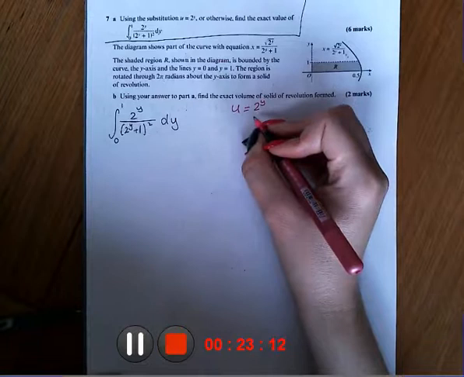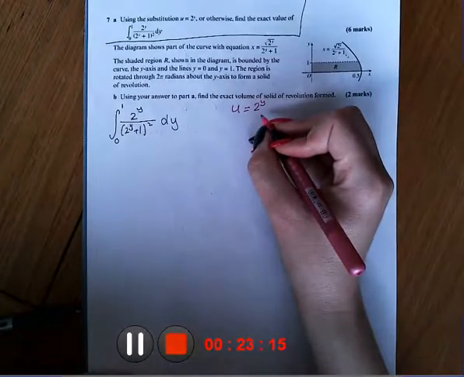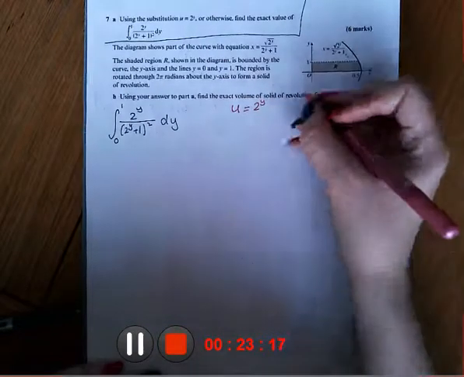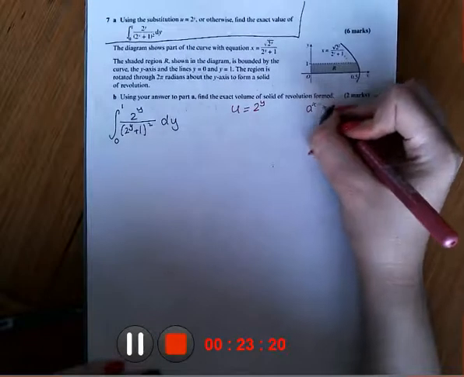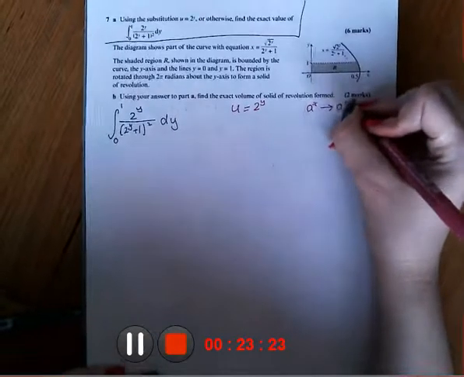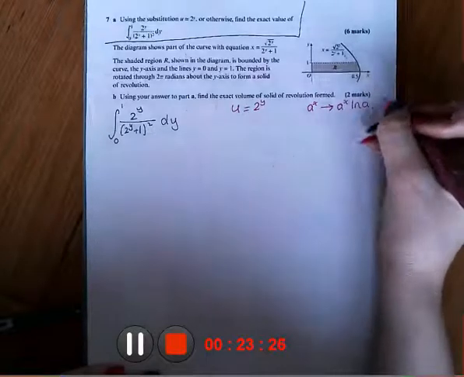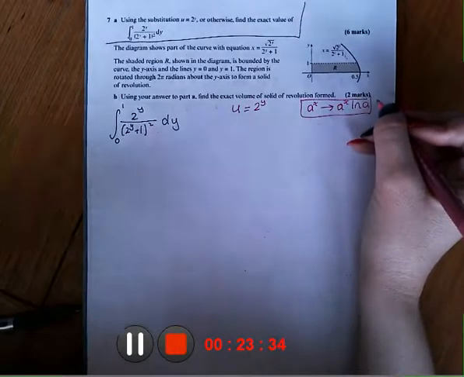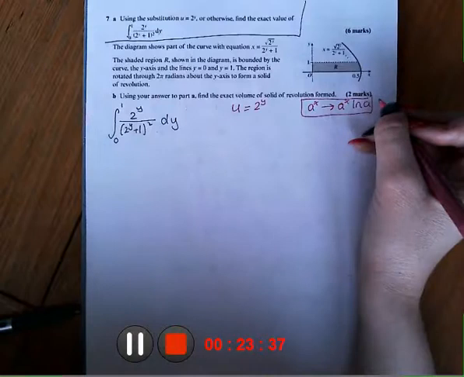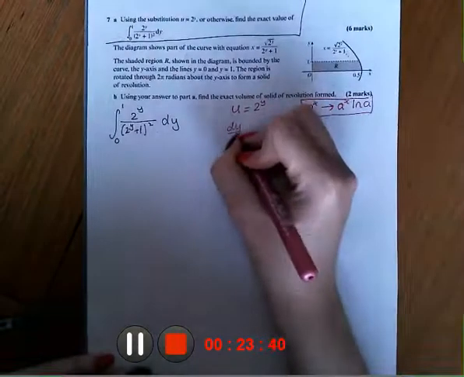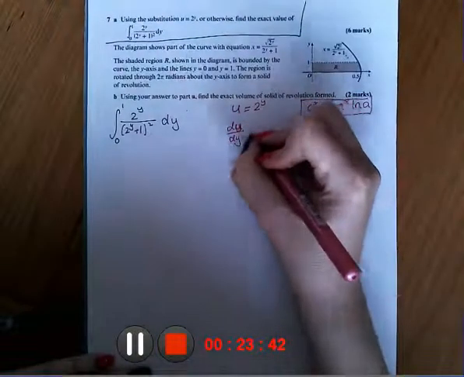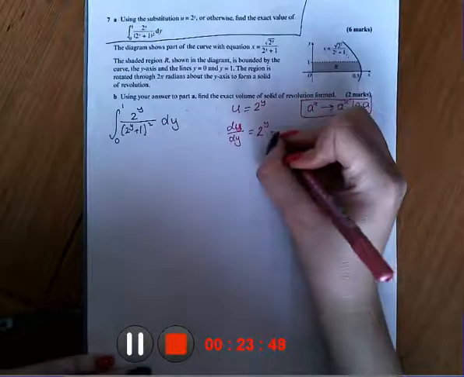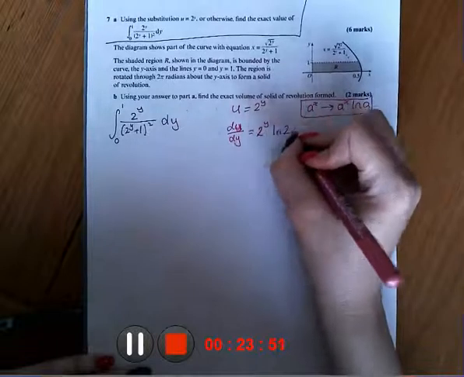This is a differentiation you need to remember, which is that if you're differentiating a to the power of x, that goes to a to the power of x multiplied by ln a. So that's one you need to remember. In pure year 2, somewhere in the differentiation chapter, I believe. So du by dy is therefore equal to 2 to the power of y multiplied by ln 2.